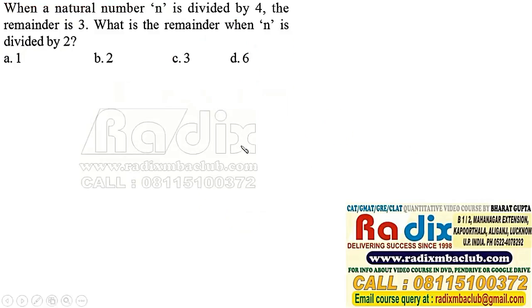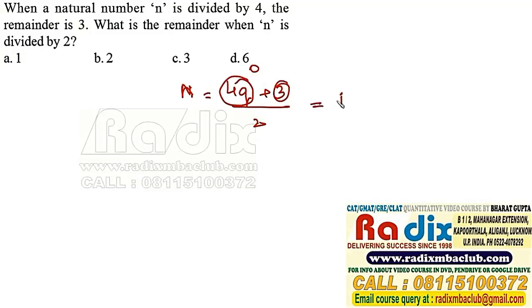Now some questions. When a natural number n is divided by 4, the remainder is 3, so the number n would be 4q plus 3. What is the remainder when n is divided by 2? Now if we divide this by 2, 4q is divisible by 2, so it will give us remainder 0. And when we divide 3 by 2, the remainder would be 1. The answer to this question is option A.